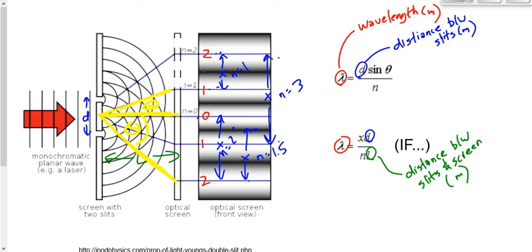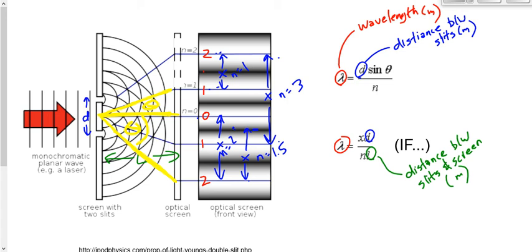X is a little bit more general, a little bit more open, because X can be measured from anything to anything as long as n is consistent with it. Theta can be measured to whatever you want, but it has to be measured from the central maximum. You got to have the same starting point with theta, always from the central. And again, you got to make n consistent with that.